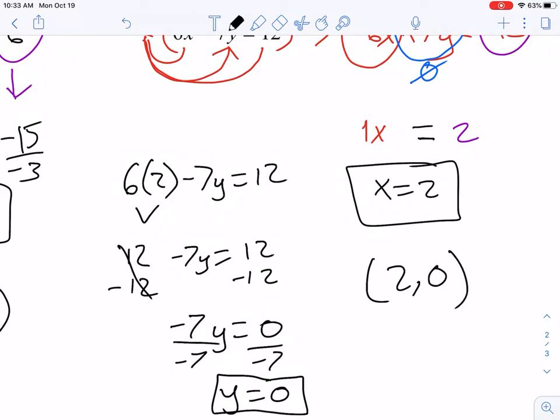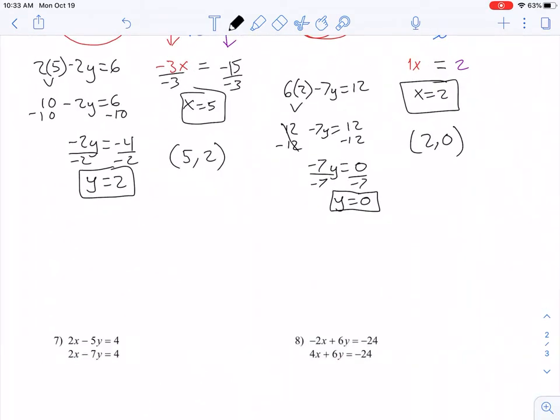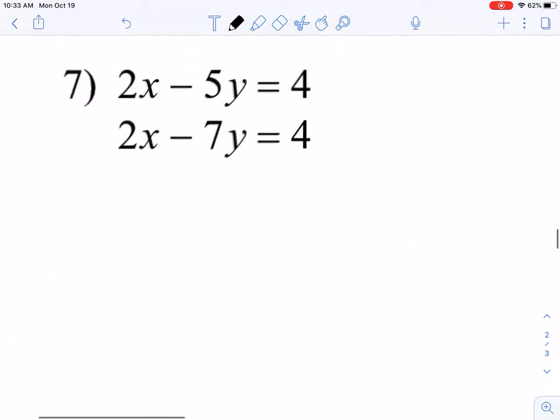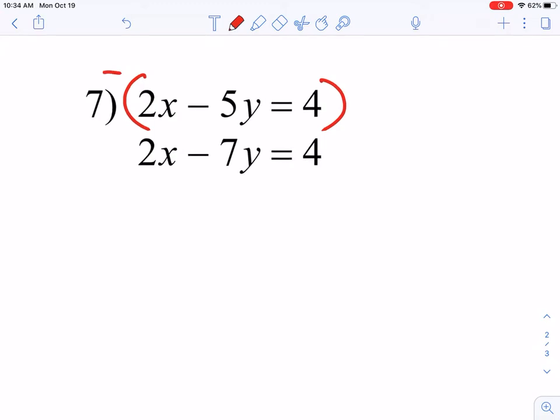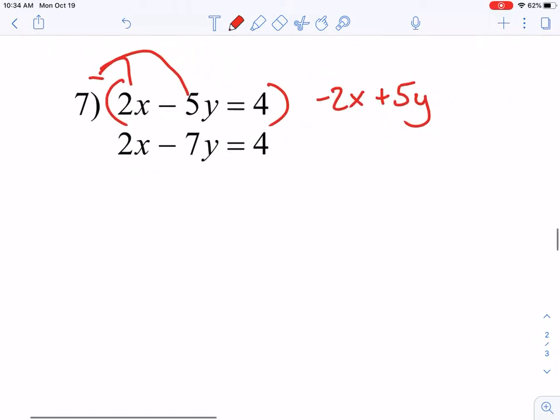All right, last couple here. Again, it doesn't really matter which ones we change, so just for the sake of shaking things up, I'm going to take the opposite of my top row now. So I'm going to take the opposite of +2x to get -2x. The opposite of -5y to get +5y. And the opposite of a +4 is a -4.